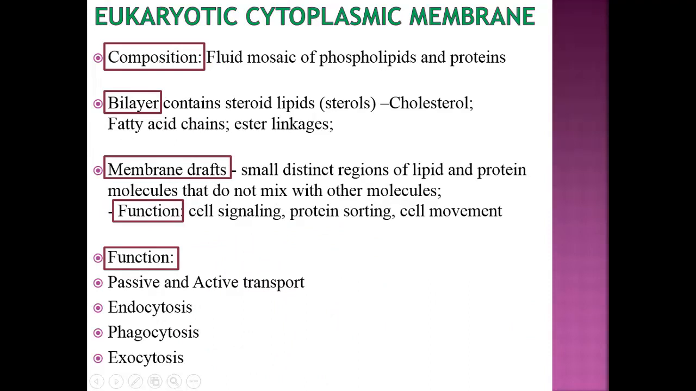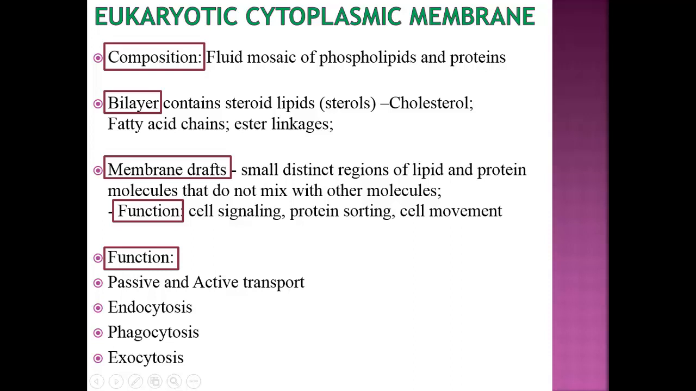Now that we have studied the external structures, we'll focus on the cell membrane. The eukaryotic cell membrane is a fluid mosaic of phospholipids and proteins. It is a bilayer containing steroid lipids, cholesterol in particular, fatty acid chains, and ester linkages. Membrane rafts are a unique feature of eukaryotes, where small distinct regions of lipid and protein molecules do not mix with other molecules. The membrane rafts serve in cell signaling, protein sorting, and cell movement.